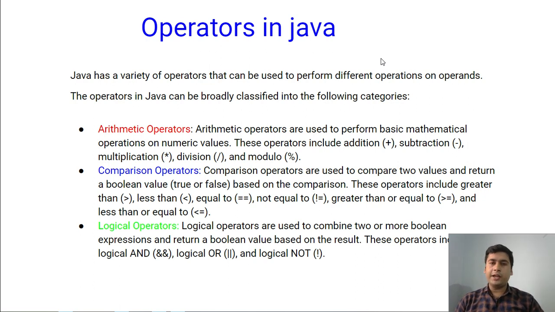So basically, operators is a very important topic in Java. As a developer, you have to be aware of each and every operator, like what is the use, when we are using it, and we have to take actions like exactly where we have to use. Okay, so that is why operators in Java are very important.